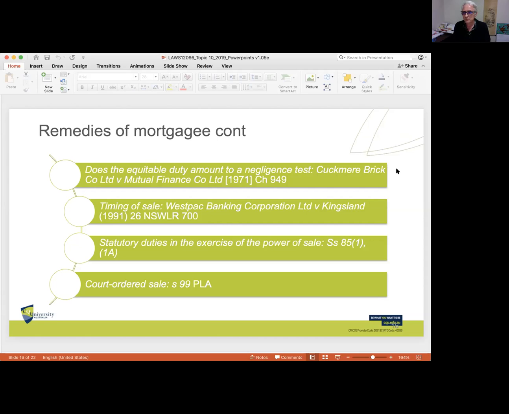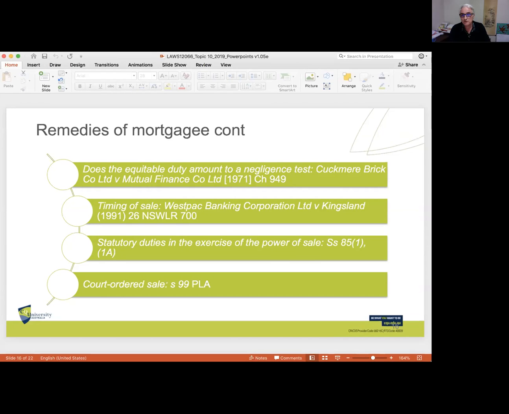If it's a quick sale, you ask questions about whether due process has been followed, balancing the factors in terms of particularly the mortgagor's interests, and note the statutory duties in the exercise of the power of sale under section 85(1) and 1A, and we might just have a look at those. So I'll just screen share that with you.